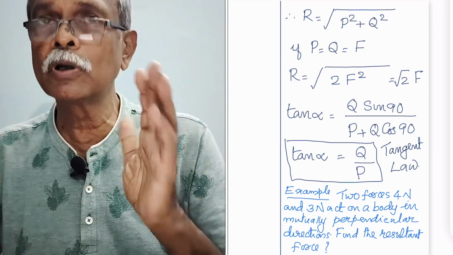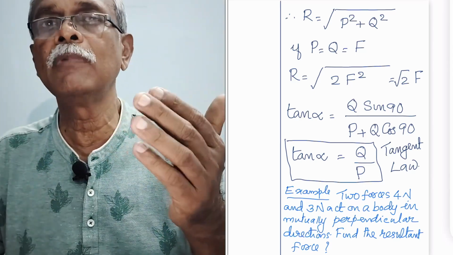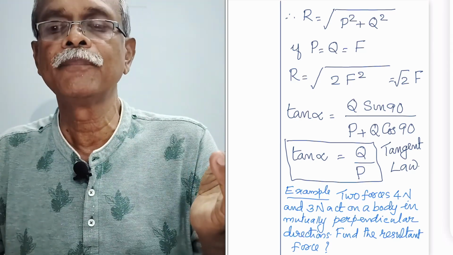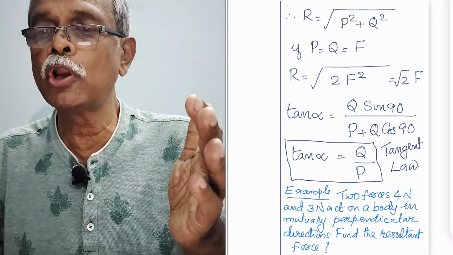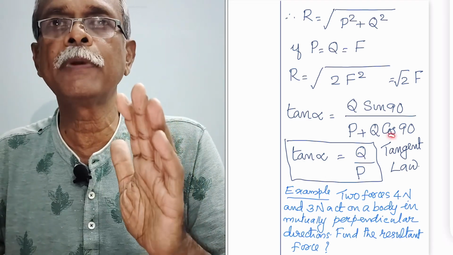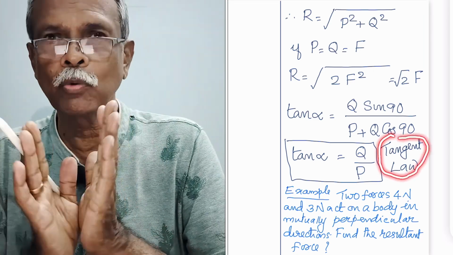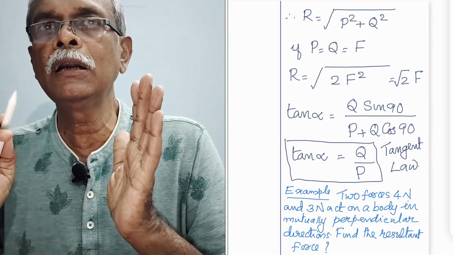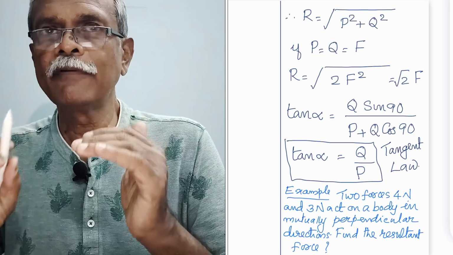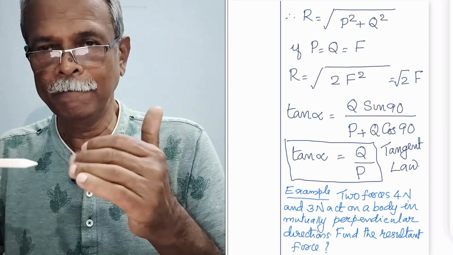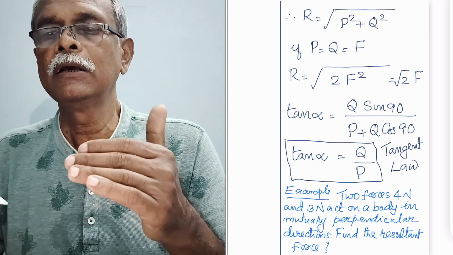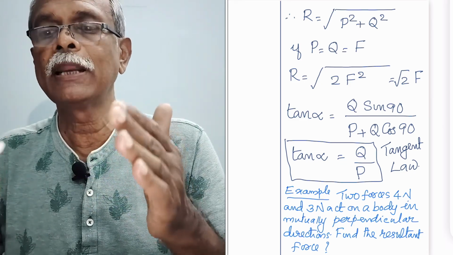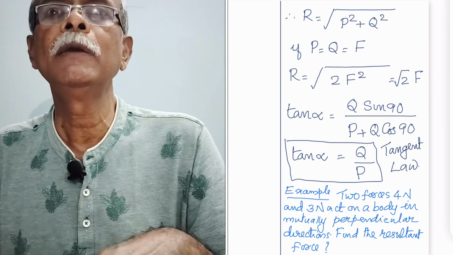This is a very important law that is applicable in several situations. And that law has a name, it is called the tangent law. When two vectors P and Q are perpendicular, the angle made by one of the vectors, that is the vector P, which is given in the denominator, tan of that angle will be equal to Q divided by P.